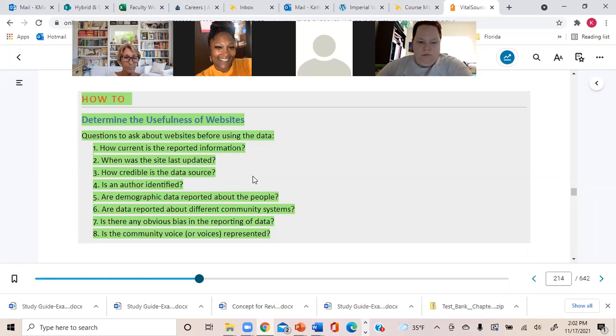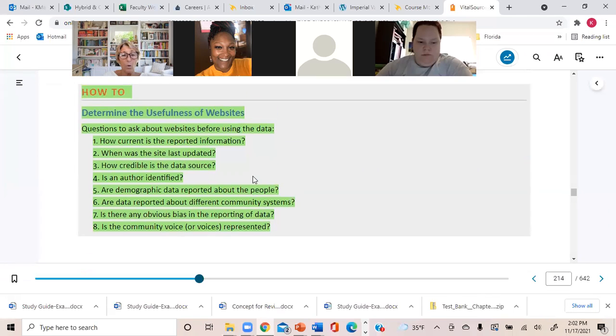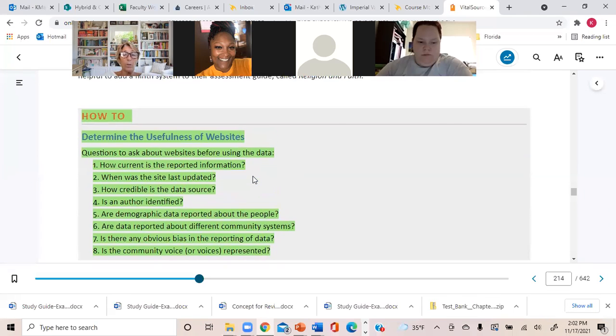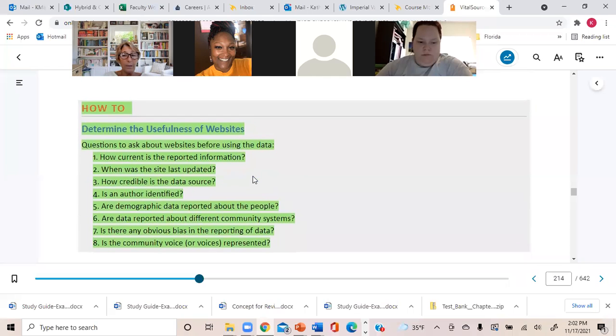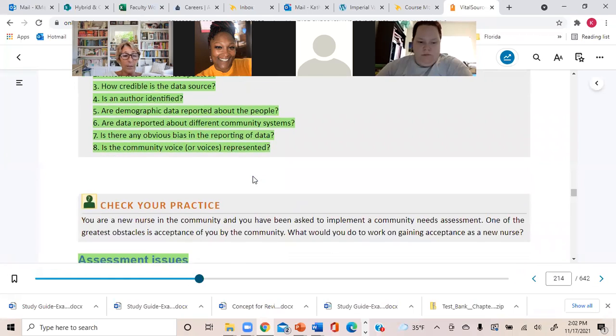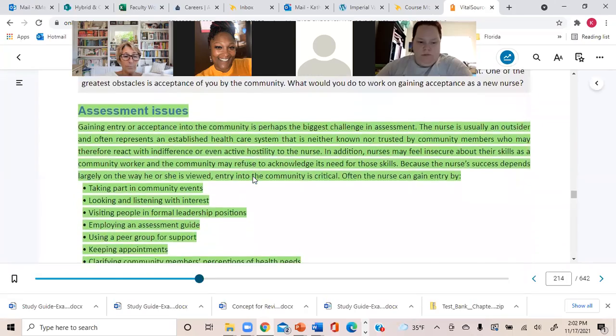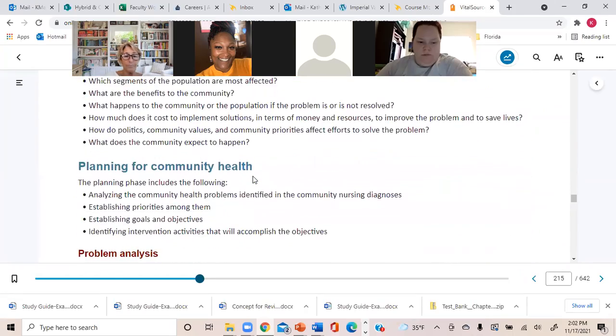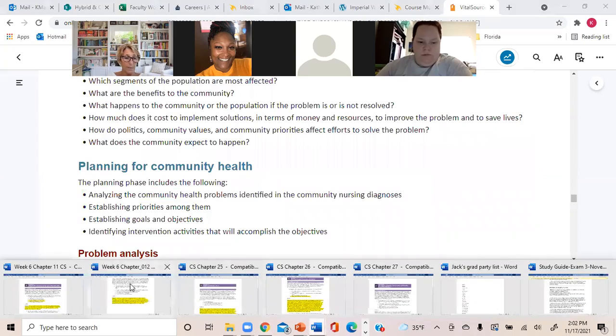Make sense? So before you can refer people onto websites, you have to be comfortable that it's a useful website. Okay. Let's go to our case study.